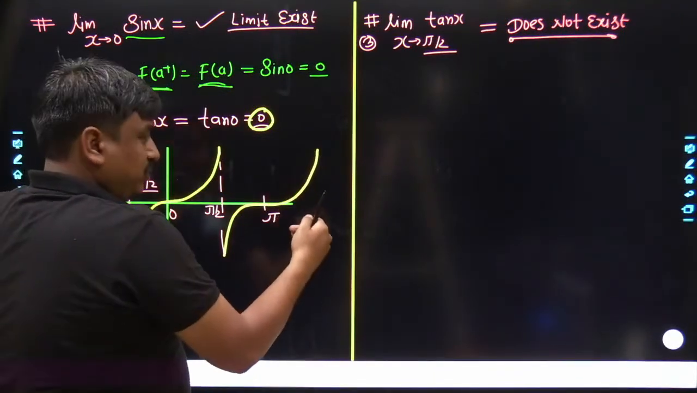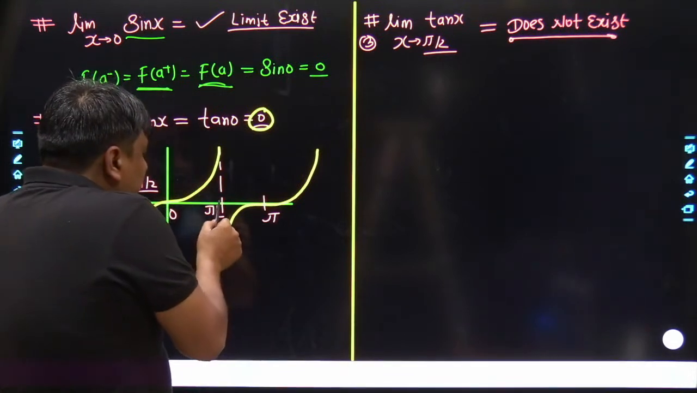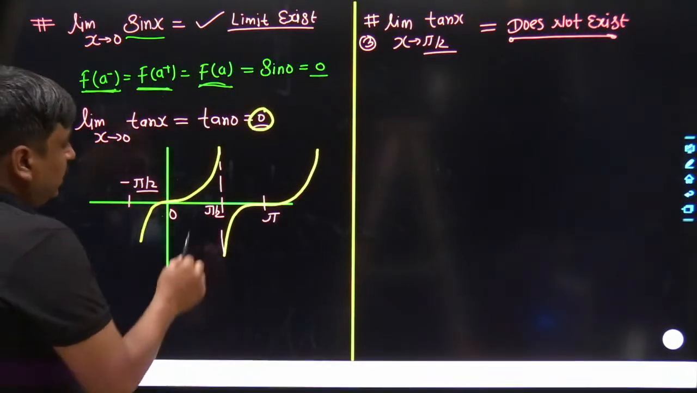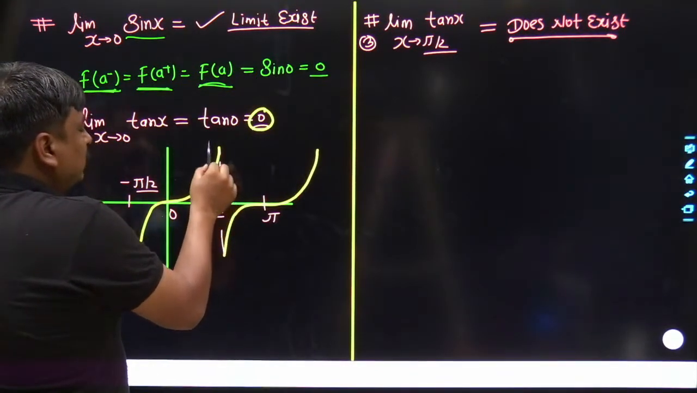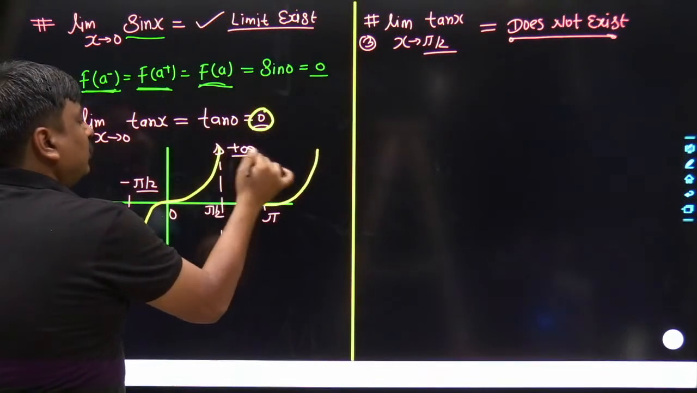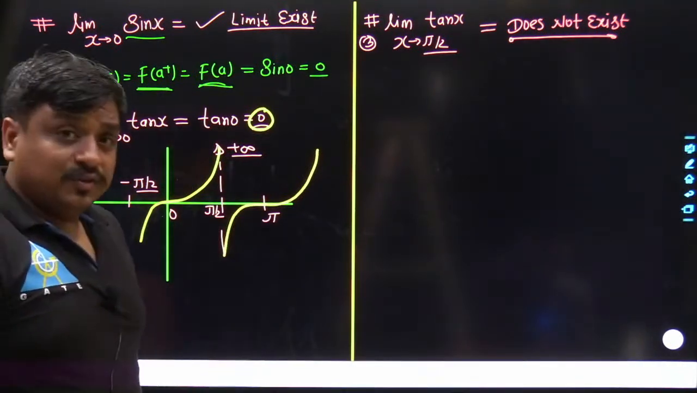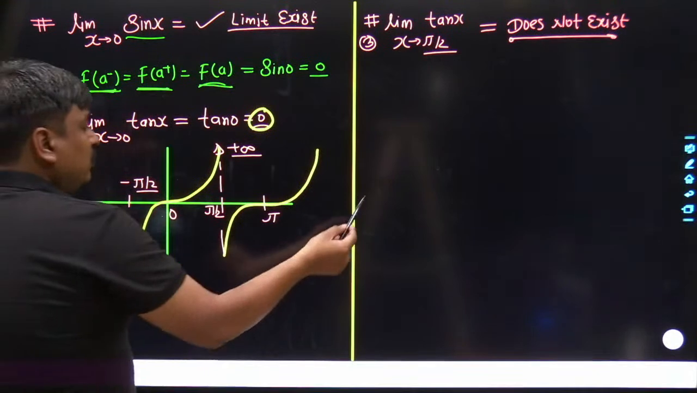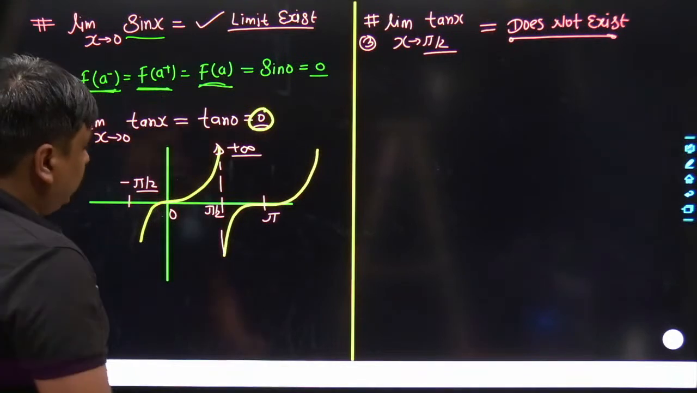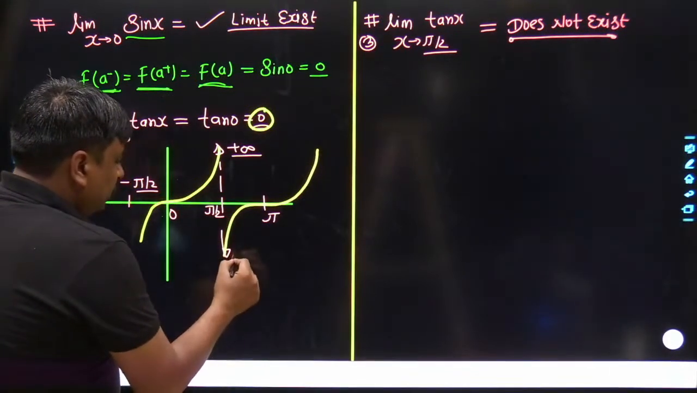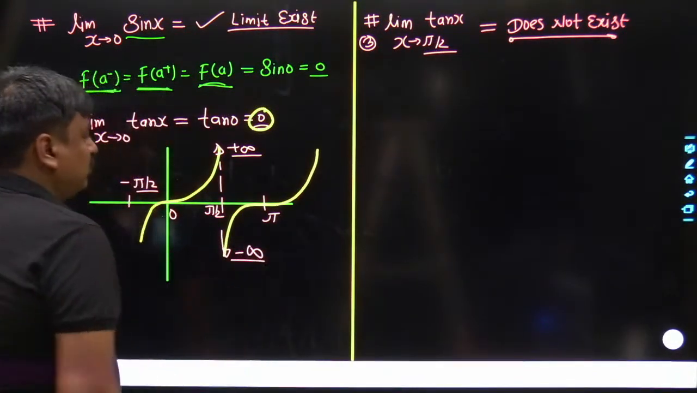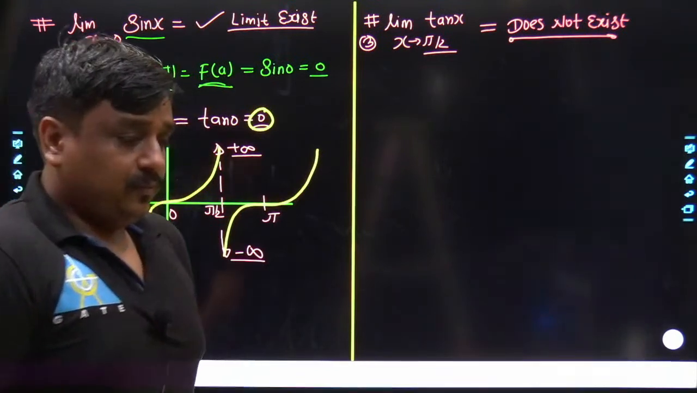If you are tending from the left-hand side, you would stop just before pi by 2, and that is pi by 2 minus. At pi by 2 minus, where is the worth of tan of x going to shoot? It goes towards plus infinity. Similarly, if you take pi by 2 plus, when you keep moving from the right-hand side, tending towards pi by 2 and stopping at pi by 2 plus, the worth of tan of x reaches towards minus infinity.